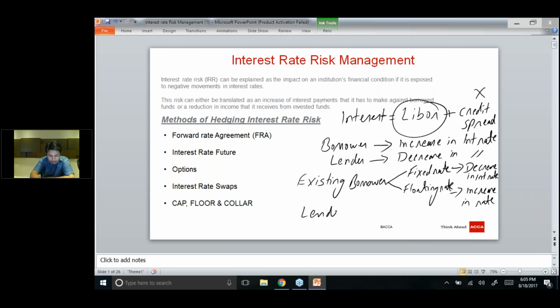And obviously, the same is the case with the lender. If you are an existing lender and you have invested at a fixed rate, you will face the risk of an increase in interest rate. If interest rate rises, definitely you will not enjoy that rise in interest rate. And if interest rates are floating, you will face the risk of a decline in rates.